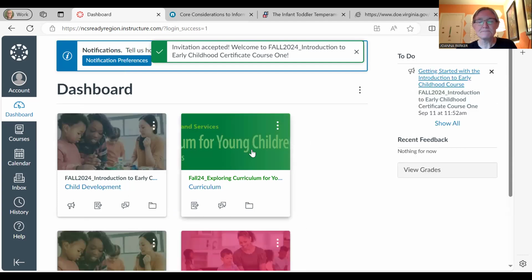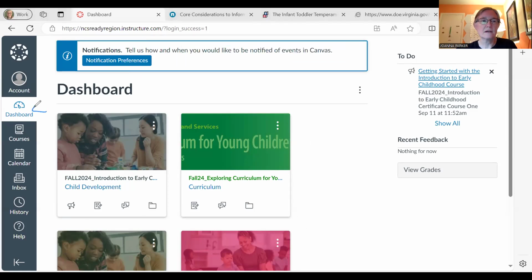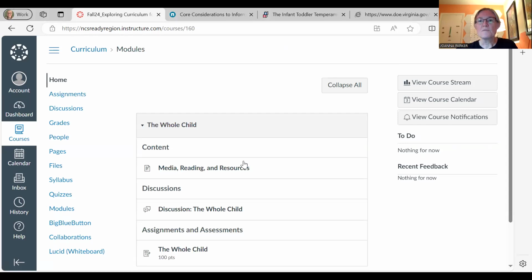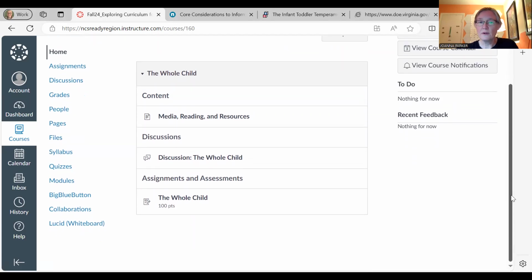And so then when I am in my dashboard here, you can see that there is the table of contents, so to speak, along the left-hand side. Right now I'm in the dashboard, and when I'm in the dashboard, I can see all of the courses that I am enrolled in. This is the course that we are in, so I'm going to go ahead and click on that. Each week, a new module will be opened for us. For this first week, it is our focus on the whole child, which is our focus for this first session.